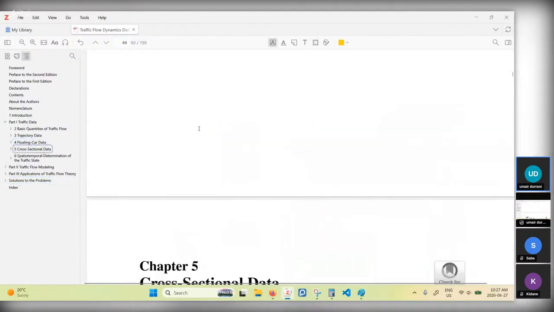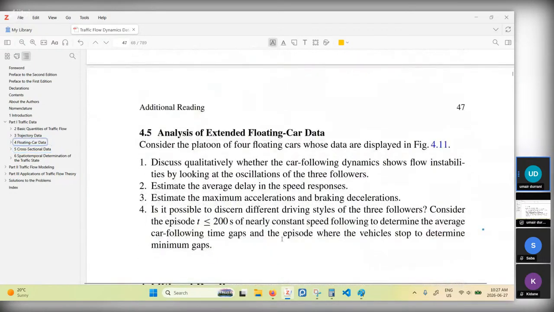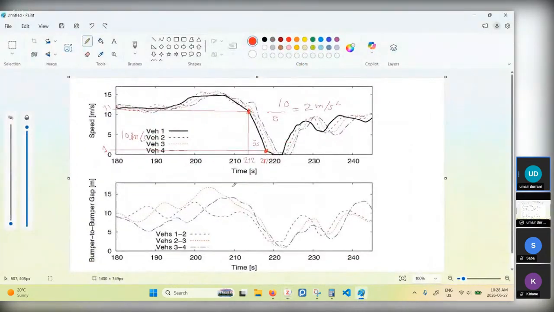Final question, floating car data. Is it possible to discern different driving styles of the 3 followers? Consider the episode of time less than or equal to 200 seconds of nearly constant speed following to determine the average car following time gaps, and the episode where the vehicles stop to determine minimum gaps. Okay, so time less than 200 seconds is going to be, let me first remove these annotations. So we are looking at time less than or equal to 200 seconds, so just below this time.